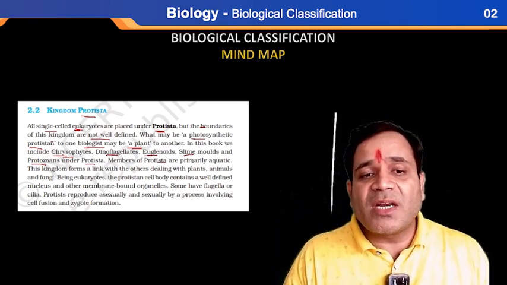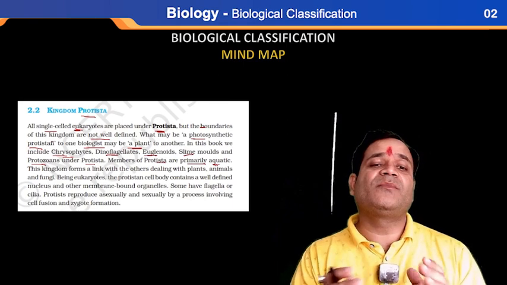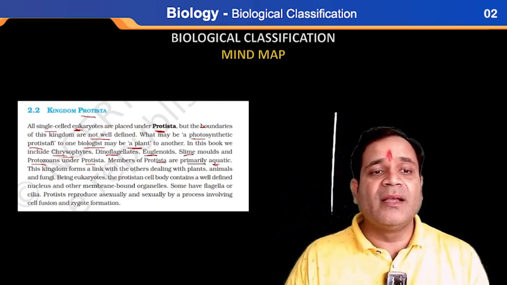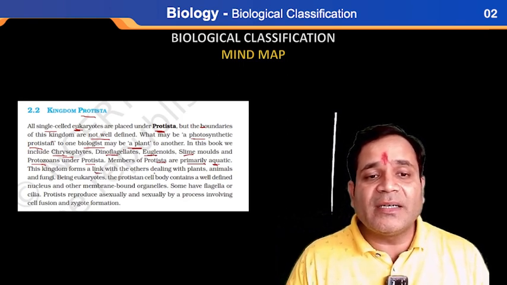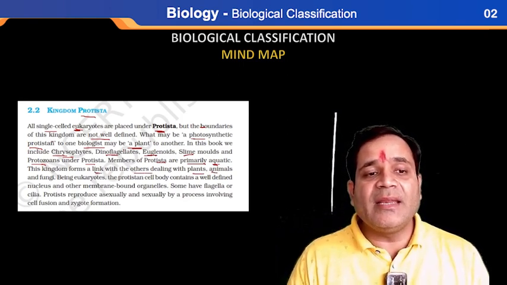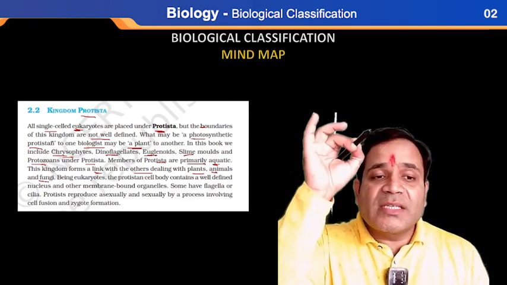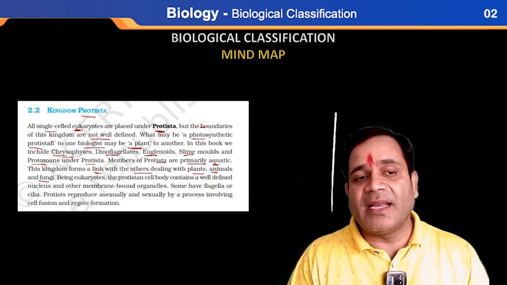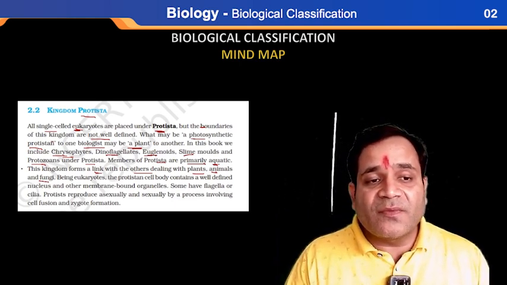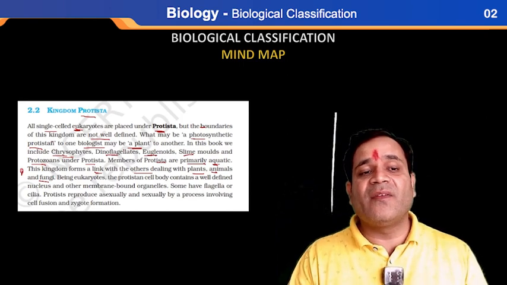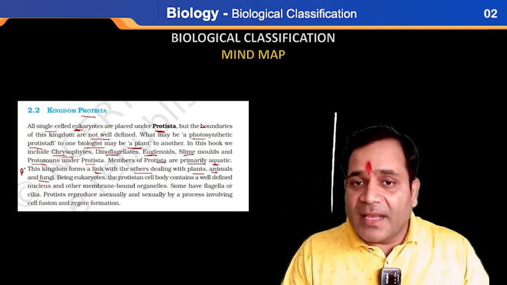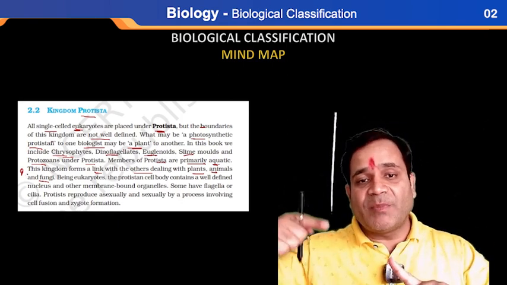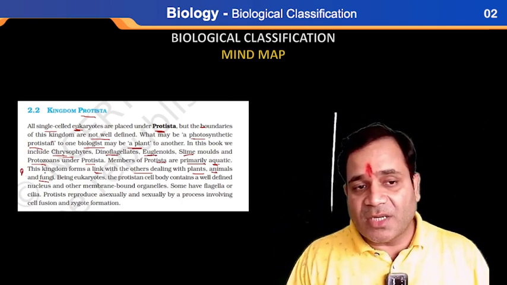Members of Protista are primarily aquatic. So wherever Protista are mainly found, it is in water, my dear. This kingdom forms a link with the other kingdoms dealing with plants, animals, and fungi. This is a very important line of NCERT. A question may arise: which kingdom links with plants, animals, and fungi? The kingdom Protista, my dear, right?